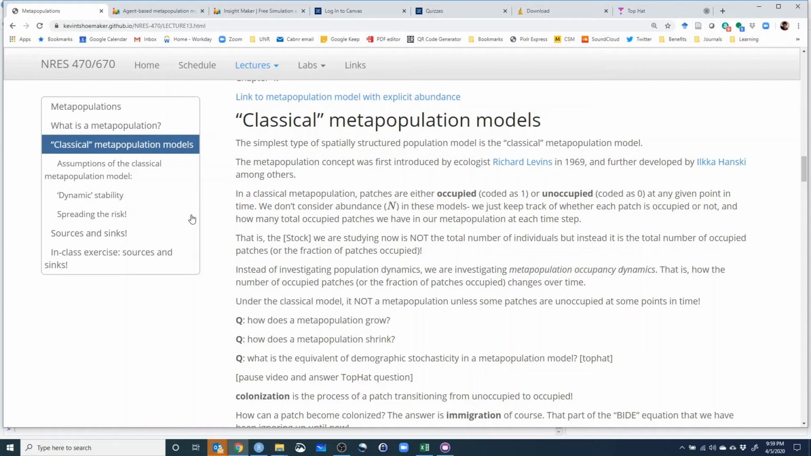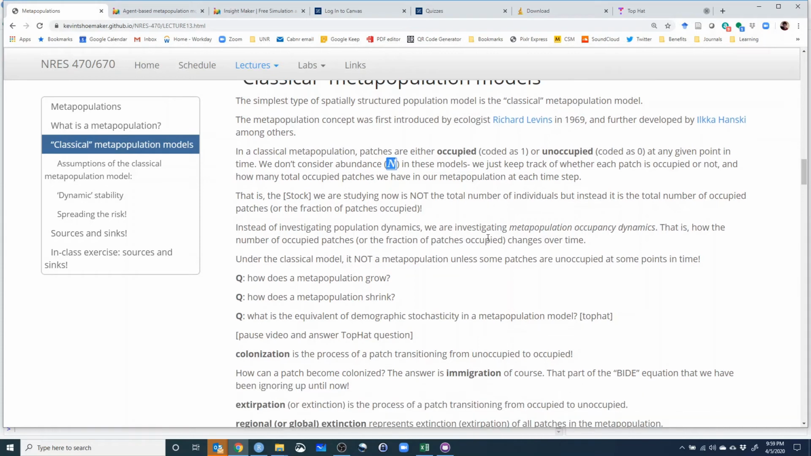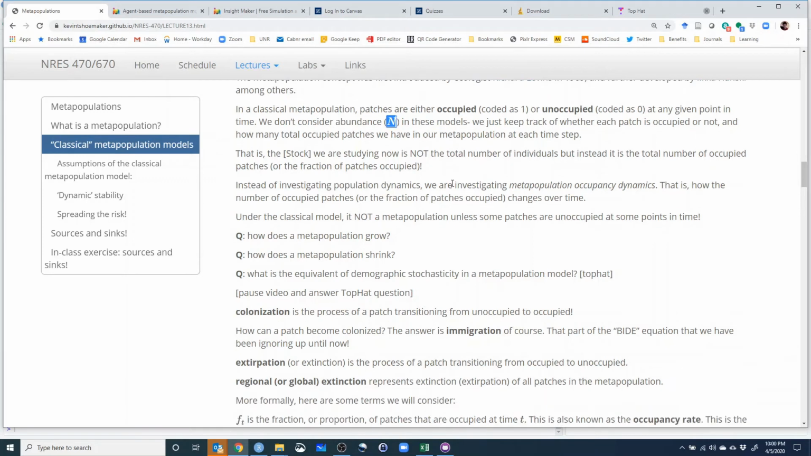In a classical metapopulation, patches are either occupied or unoccupied, and we can code that in for our models as 1 for occupied and 0 for unoccupied at any given point in time. We don't consider abundance in these models, so we're totally disregarding a lot of what we've already learned in terms of how to model abundance. Like N has been the primary variable that we're interested in modeling, and now we're not even modeling it anymore. All we're doing is keeping track of whether the patches are occupied or not, and what the fraction of occupied patches in the landscape is.